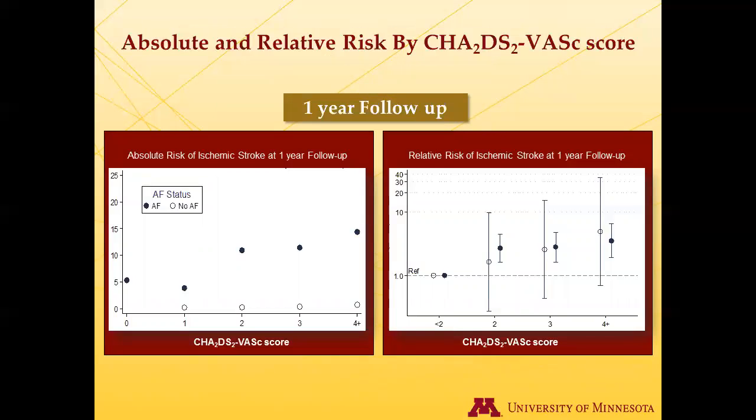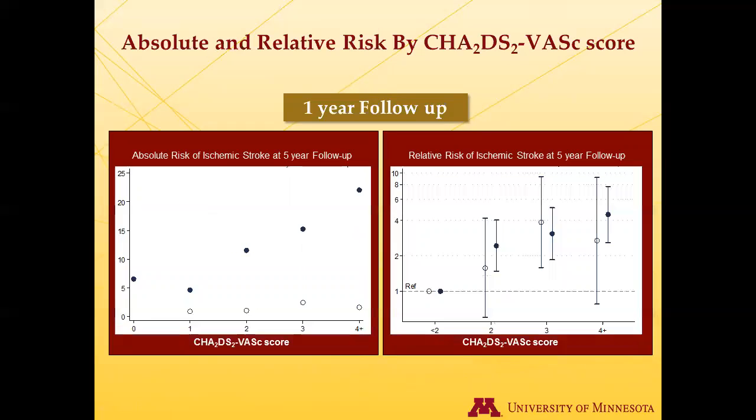Then, to accommodate the competing risk of death, we calculated the absolute risk using the Fine-Gray method, and for the relative risk, we did a different calculation. This translates into the absolute risk of stroke at 1-year follow-up for a patient with and without AFib. The open circle is the normal population without AFib, and the dark circles are the patients with AFib. And this is, again, the same thing we see in the relative risk.